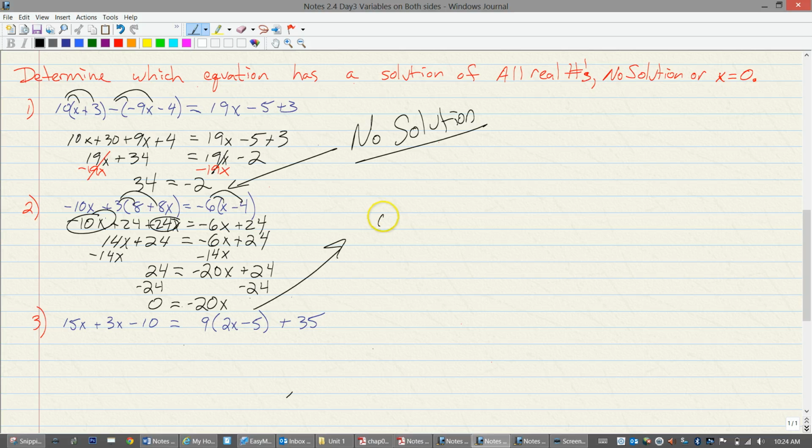And then I divide by negative 20. So I divide by negative 20. We get 0 equals x.